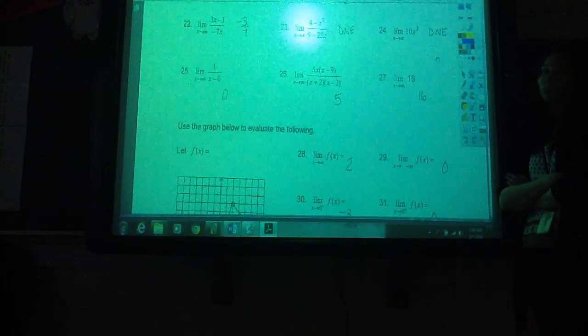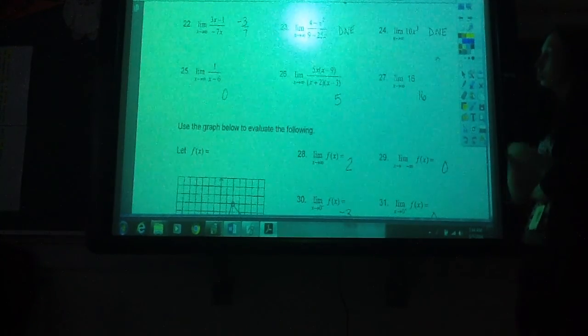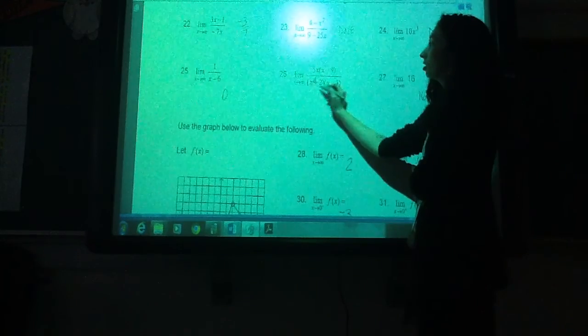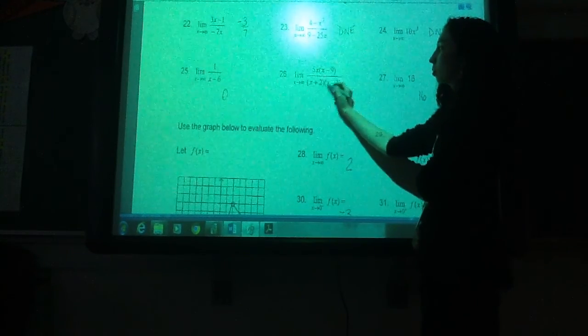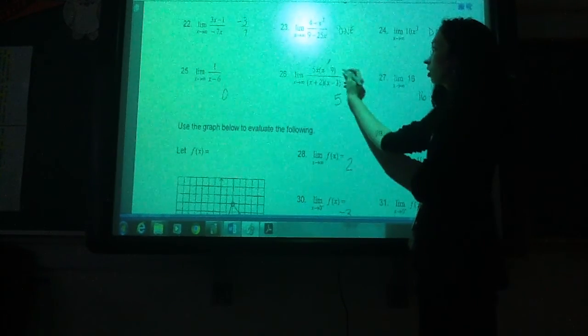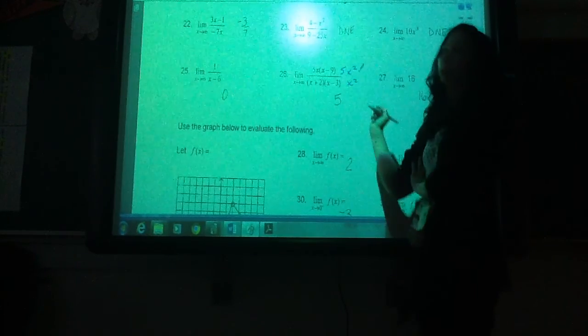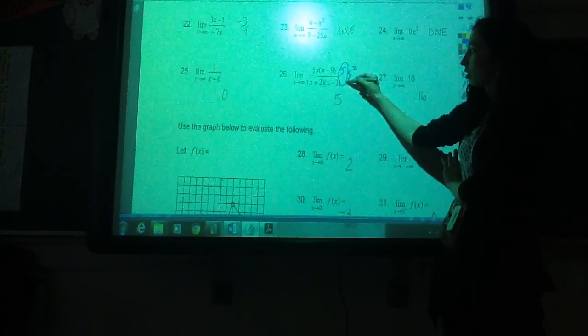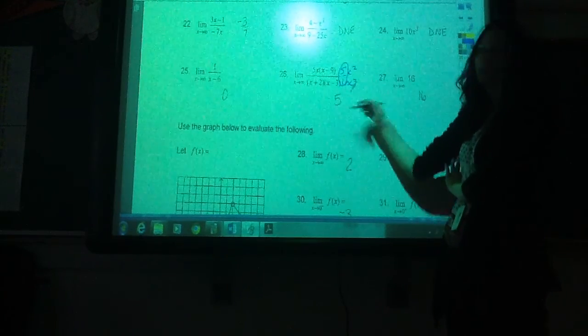Did you do 26? Yes. So 26, the way this is gonna work is when you FOIL this out, you would end up with an x squared on the bottom, and you would end up with a 5x squared on top. They have the same exponent, so you just divide the coefficients, and that's like a 1, so 5 over 1.